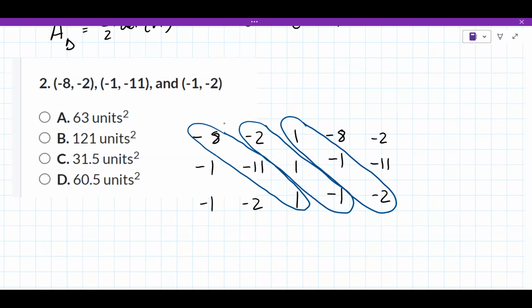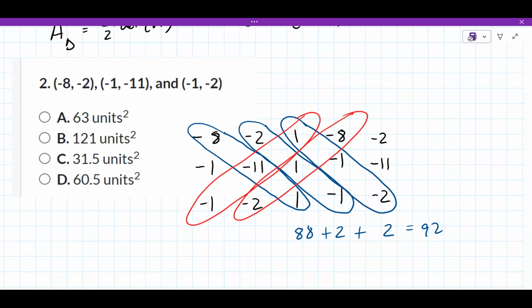So the answers are 88, 2, and 2. Good. Okay, so you have to add those together. That's 92. Then you have to do the same thing, go in the other direction, unfortunately, which means more multiplication, like that. So go ahead and multiply, please.